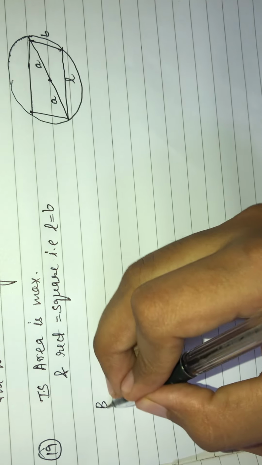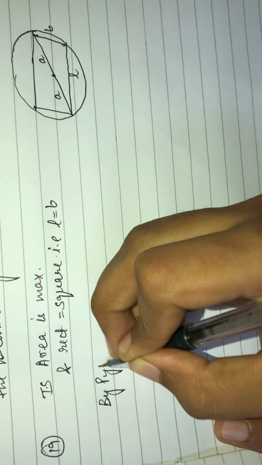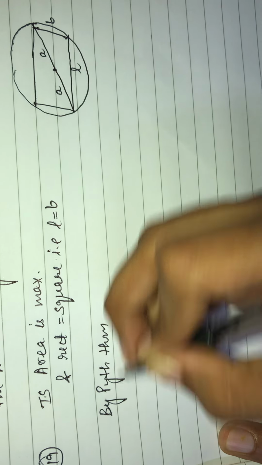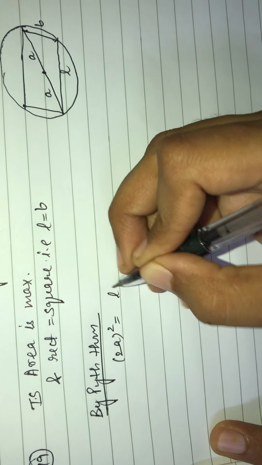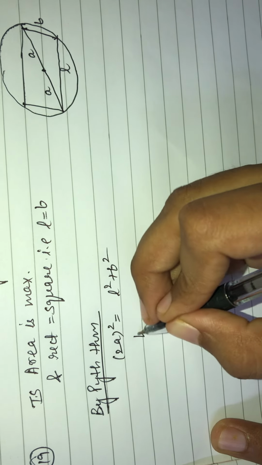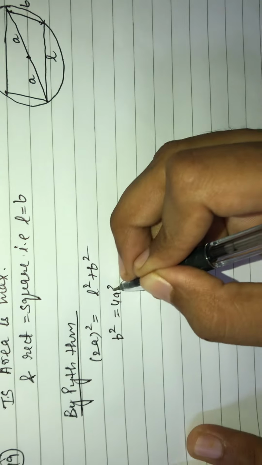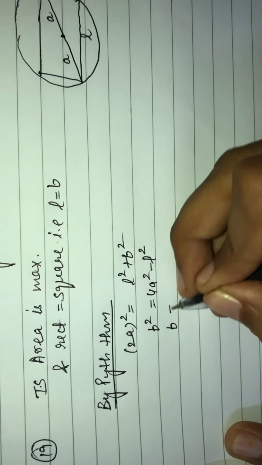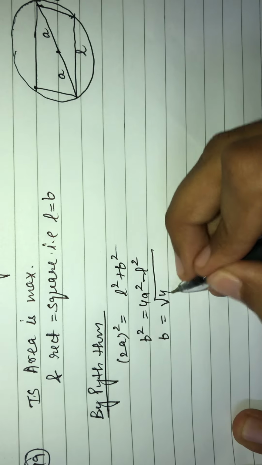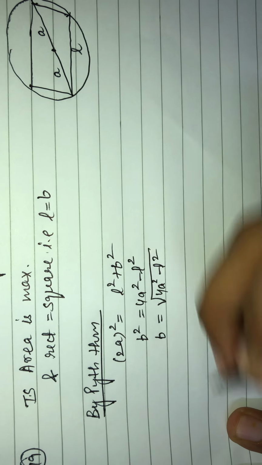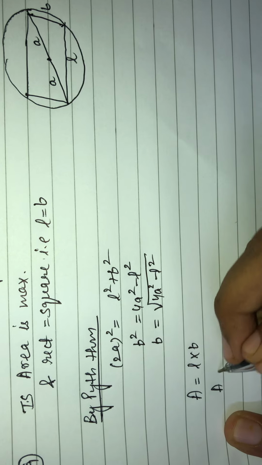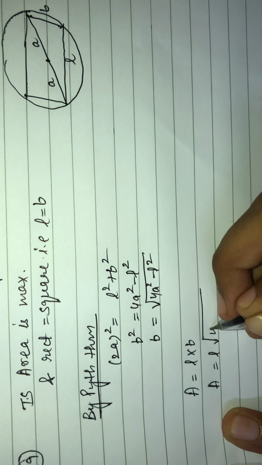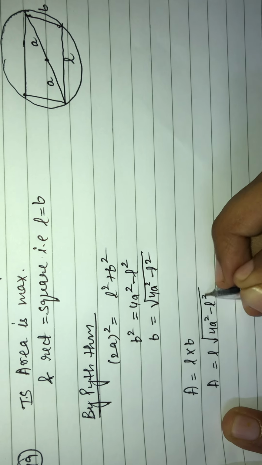Later, by Pythagoras theorem, I am getting 2a whole square equals L square plus b square. So b square will be 4a square minus L square. The value of b is under root 4a square minus L square. So the area of the rectangle is length into breadth, so A is L into under root 4a square minus L square. Now I am having only one variable.